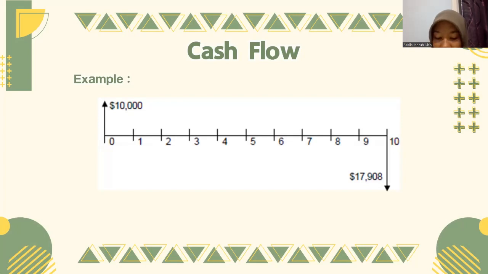Let's go to the example. In this picture, it can be seen that there is income, which we can assume as a loan, in the initial period of $10,000. Then expenditure is made to pay off the loan in period 10.